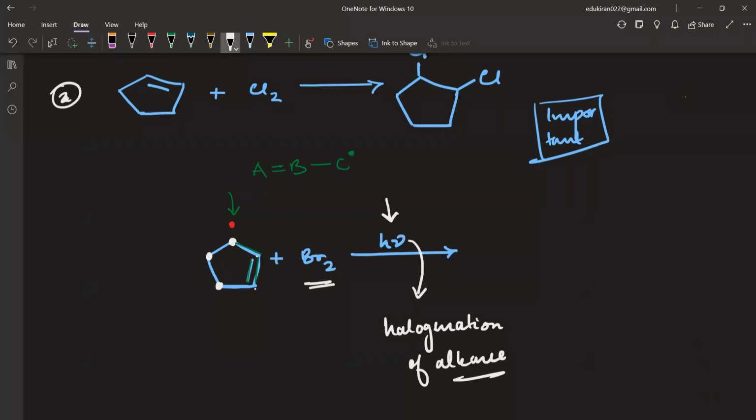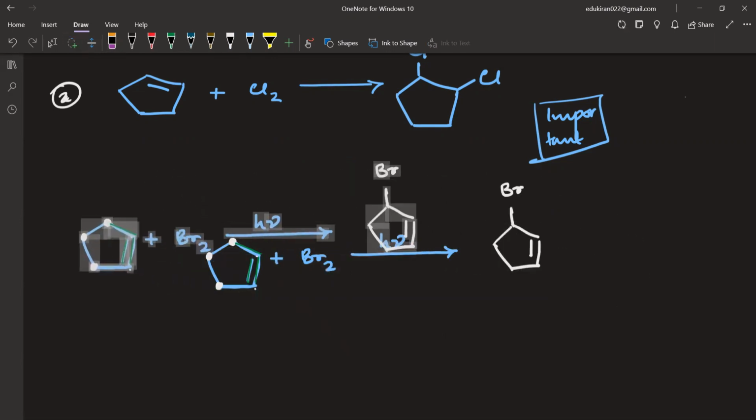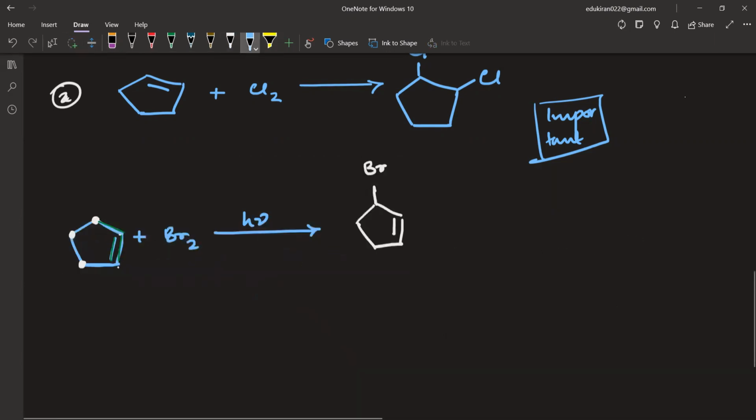Reaction kiska ho raha hai? sp3 carbon, it is of alkene. So you will have a product like this. The pi bond is as it is, and you will get a Br here. Okay. So please make sure whenever you have a halogen, that means you have Br2 or Cl2, and there is H nu, then you will take care and you will do the halogenation of alkane rather than any reaction at the alkene carbon. Okay, so please note that.